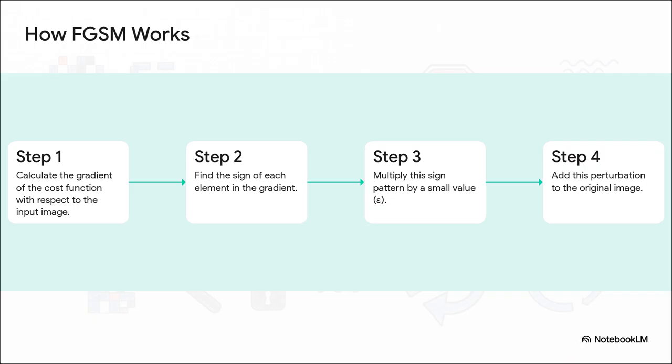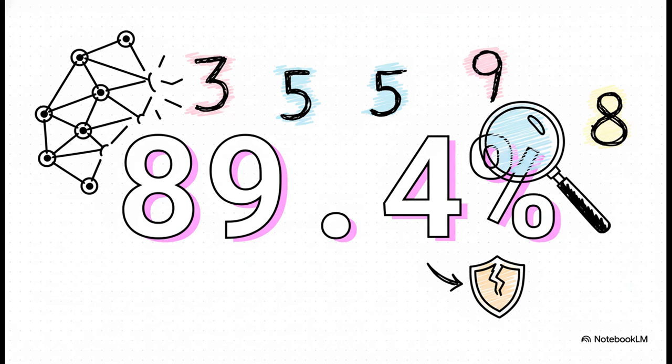Step 3, you take that direction and create a simple noise pattern from it. And step 4, you add a teeny tiny amount of that noise back to the original image. And boom, just like that, you've created an adversarial example. So just how good is this attack?